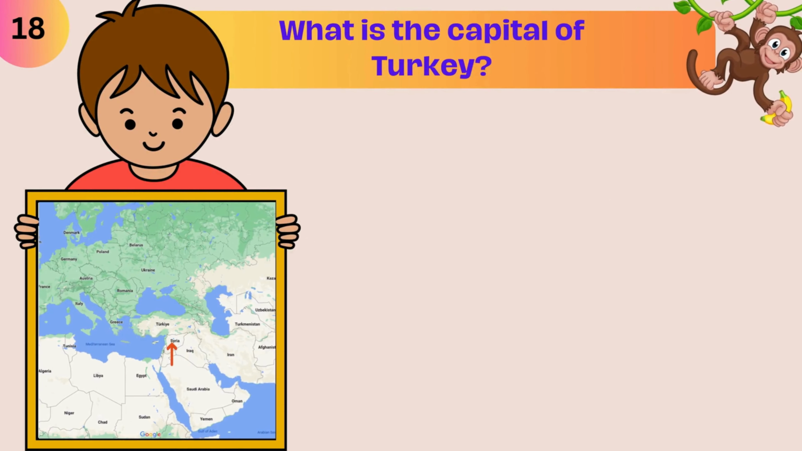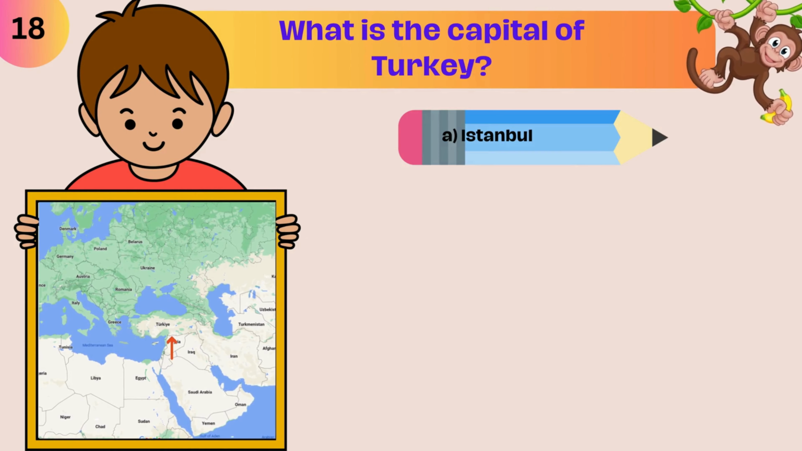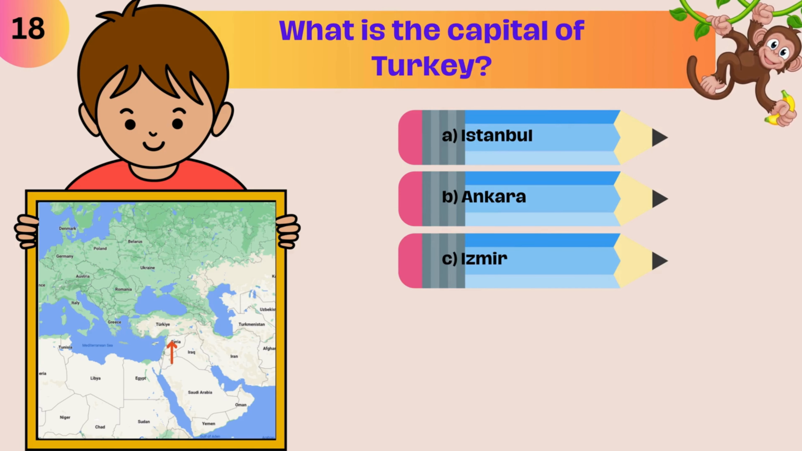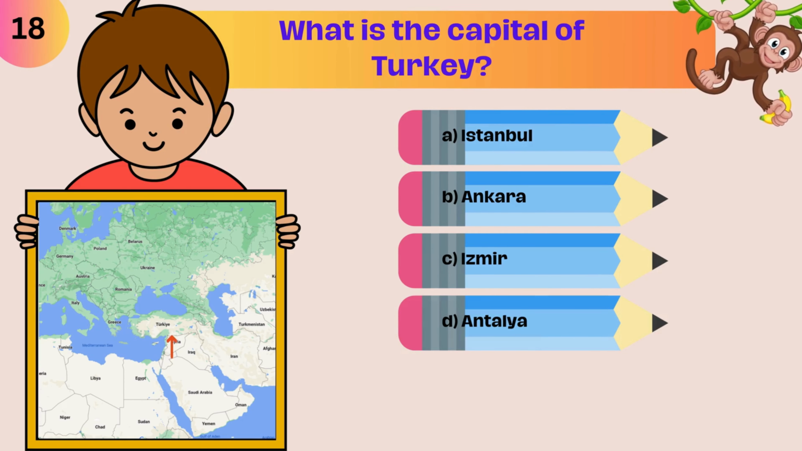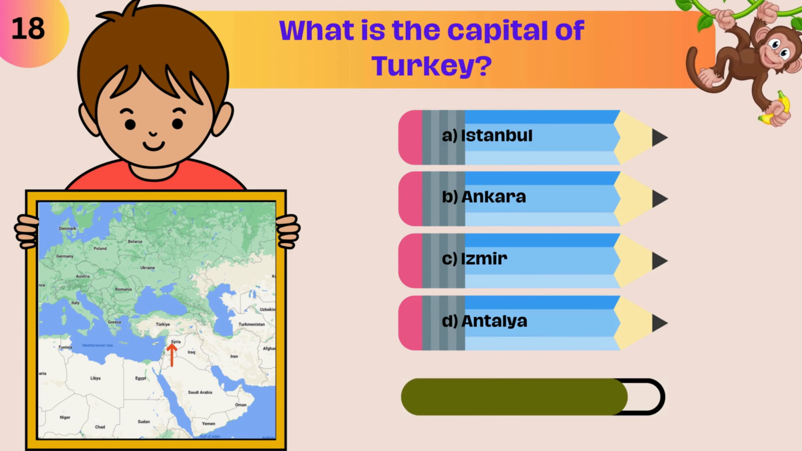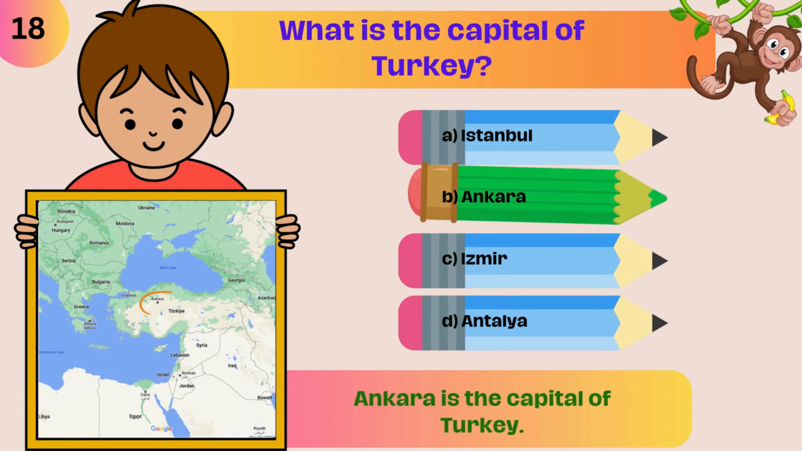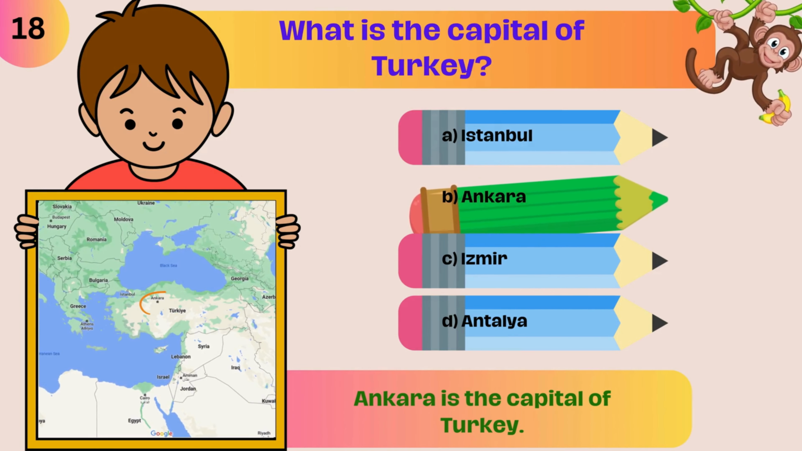What is the capital of Turkey? A. Istanbul. B. Ankara. C. Izmir. D. Antalya. The right answer is B. Ankara.